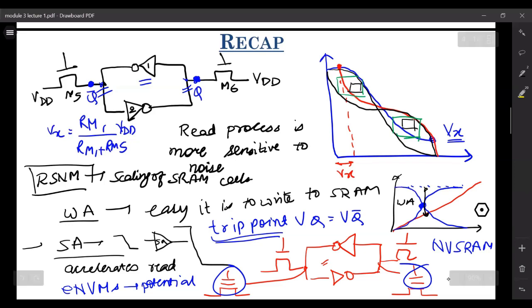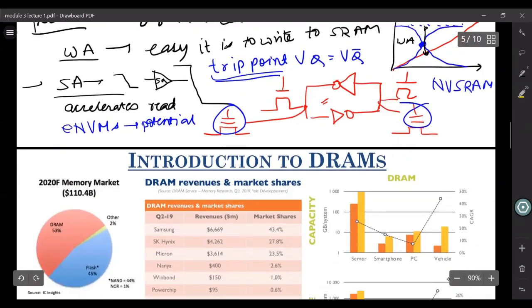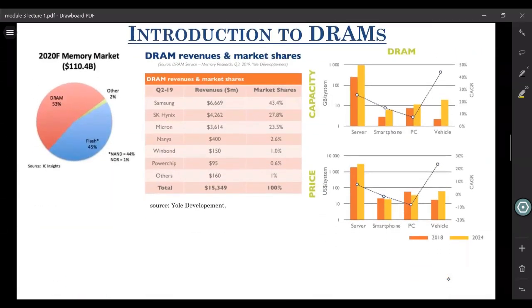Okay, with this background on SRAM, now we are ready to dive into the field of DRAMs. DRAM is nothing but dynamic RAM. Why is it called dynamic? We'll discuss that later. First, let us see what exactly is the market of this DRAM, and why it is important to read about it.